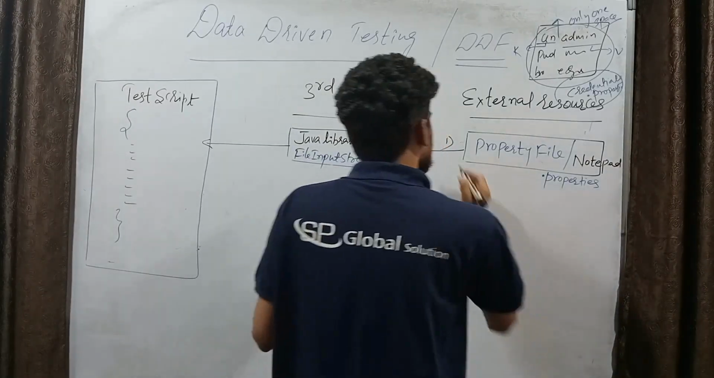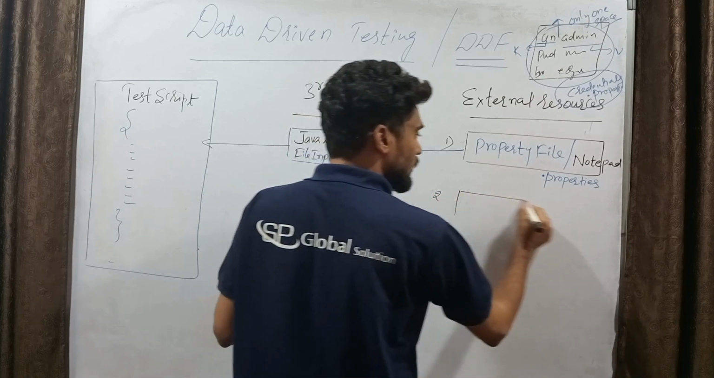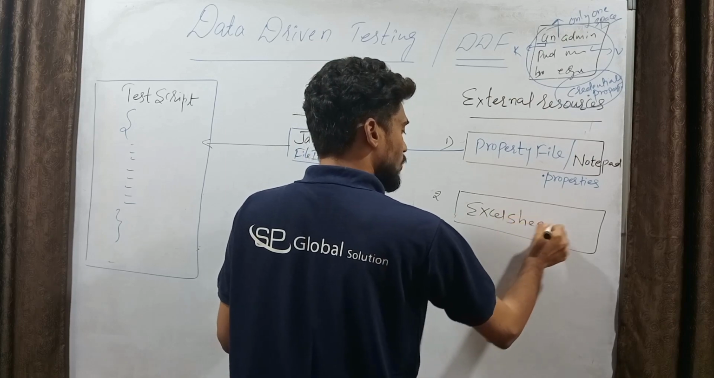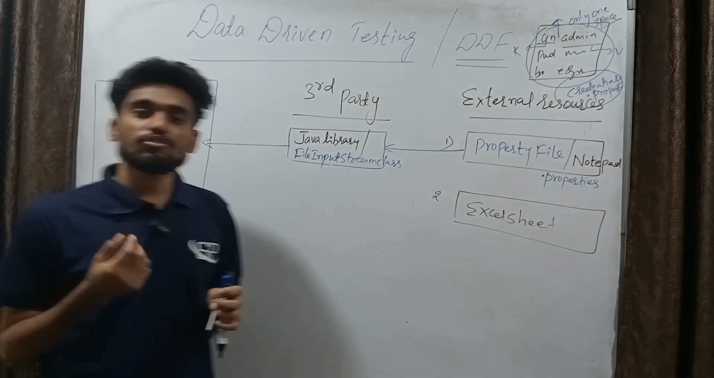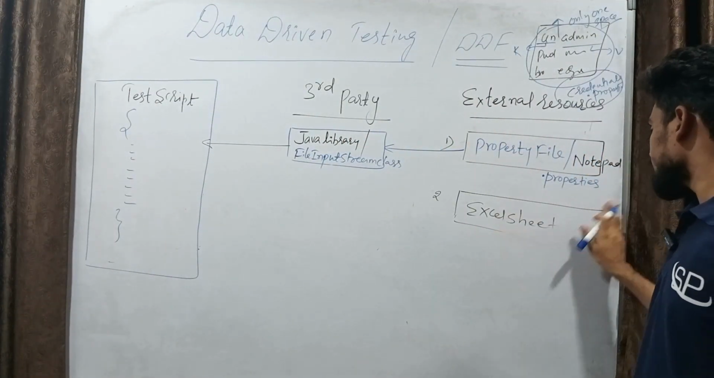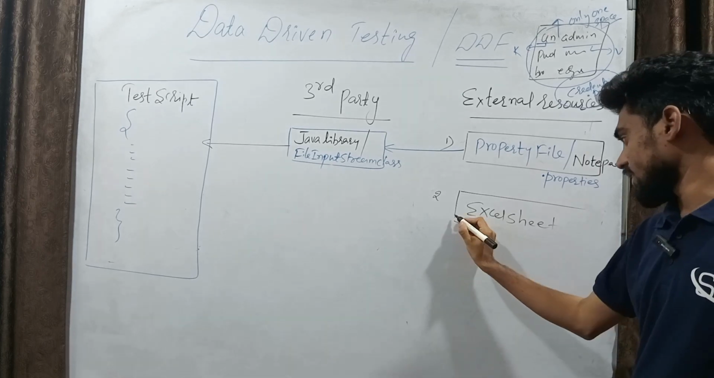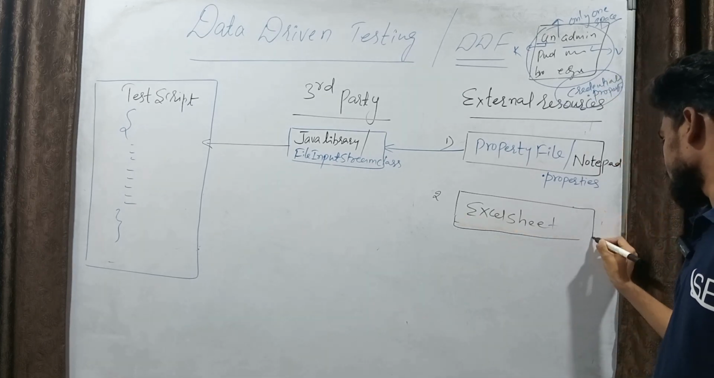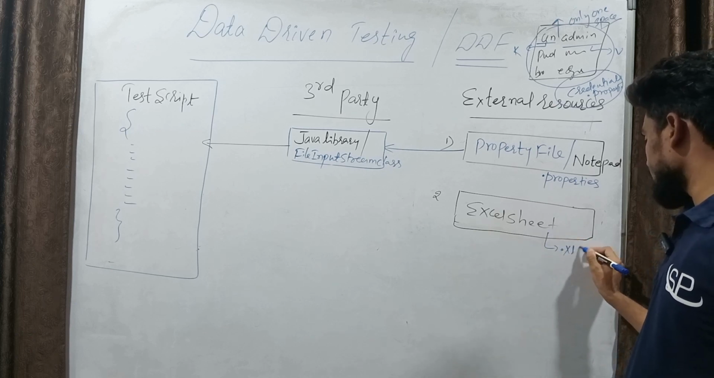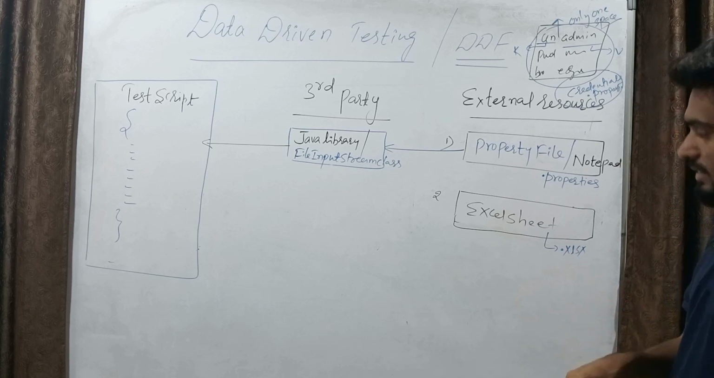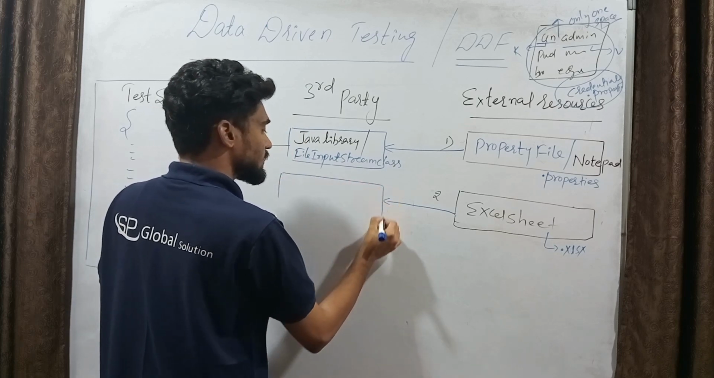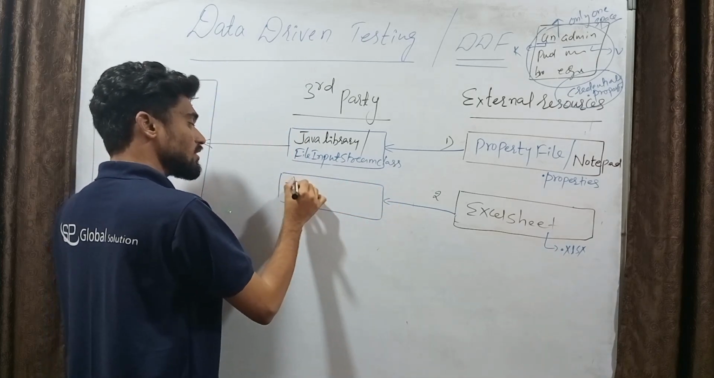Done? Okay. So the second external resource I will take here, Excel sheet. Which sheet? Excel sheet. Now observe. Boss, what is the extension for the Excel sheet here? In the Excel sheet, we can store data in the form of rows and columns. Yes. The extension of the Excel sheet should be .xlsx. XLSX. And how can we call that particular data? By using the third party called Apache POI jars.